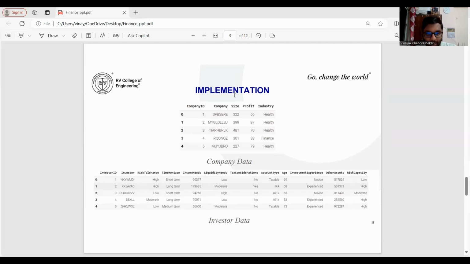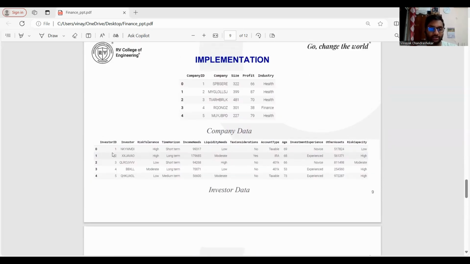For example, we have the company data like this. You have the company ID, the name of the company, the size, how much profit it's making, and which industry it's working in. Then you have the investor data like this. You have the investor ID, the name of the investor, and something called risk tolerance. These are all the factors which our model will take into consideration when providing recommendations. Basically, that's what collaborative filtering refers to. Here, it takes the preference of the user and also all the people similar to him, and based on their preferences, it gives the stock recommendations.